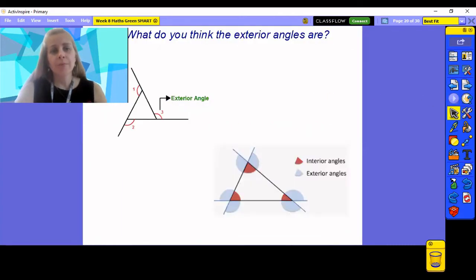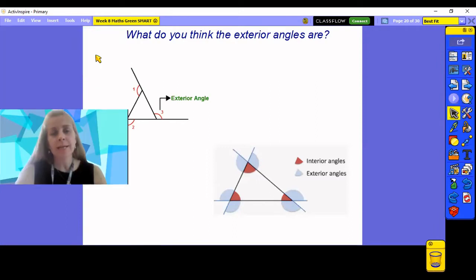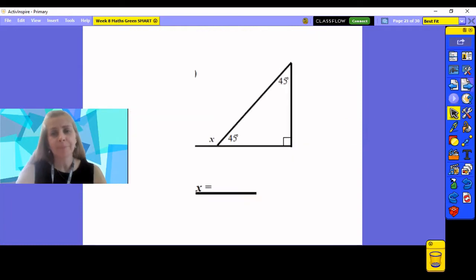If we look at this language of exterior angles, we're talking about angles which are outside our closed shape. Yesterday we were focusing on the interior angles. Today we're looking at the exterior angles. You can see the difference between the two using these two diagrams, and we're going to be talking about exterior angles on shapes today.